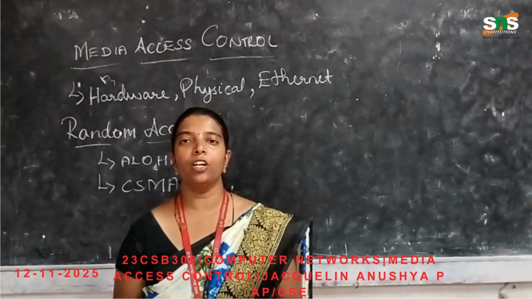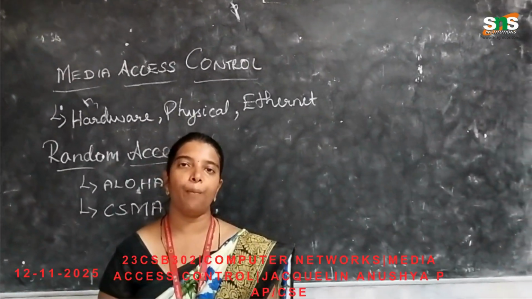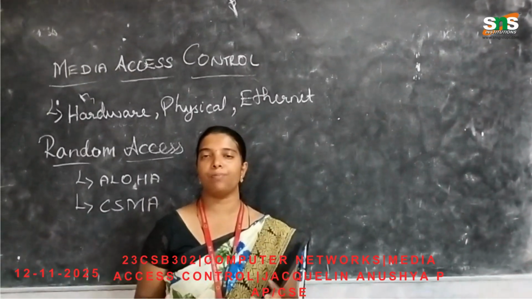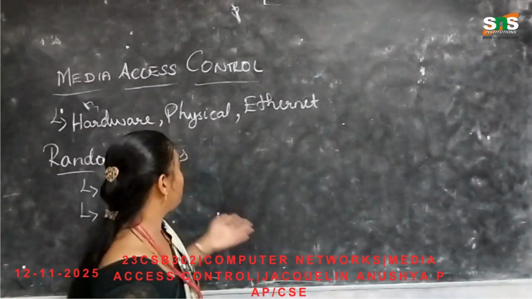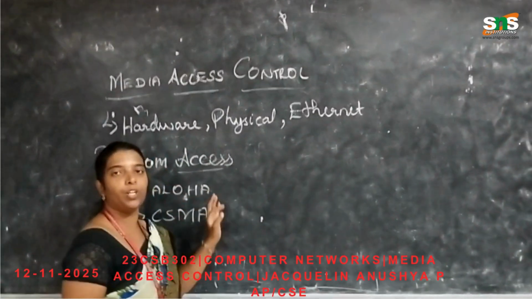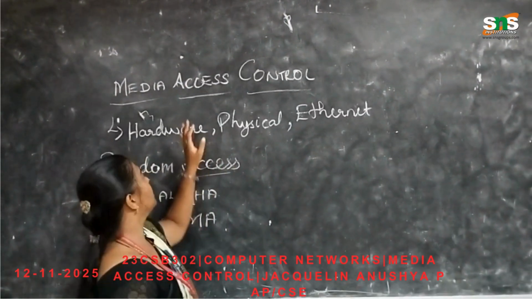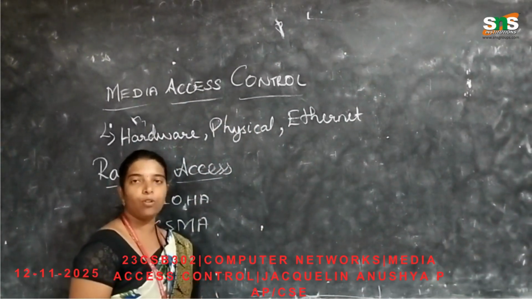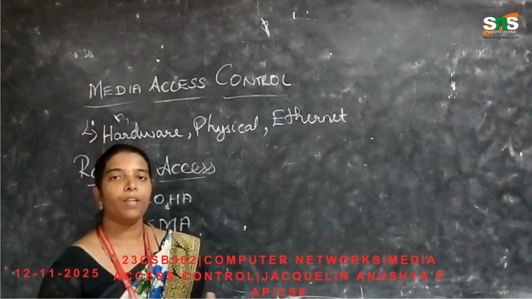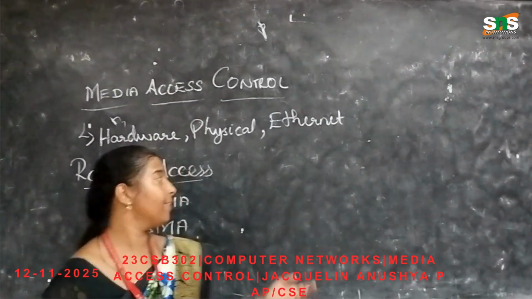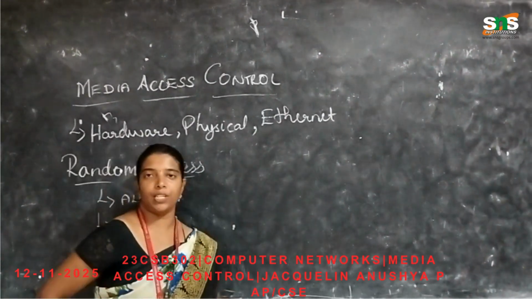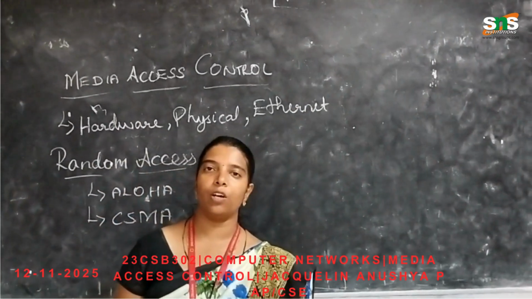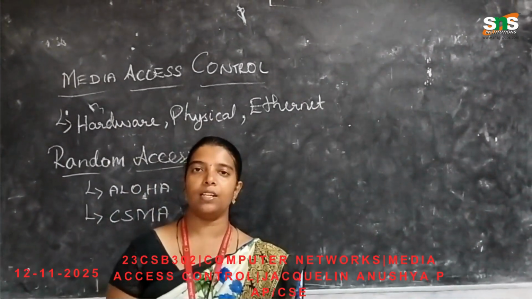Okay, so in your last class we saw about flow control, which is how data is transferred from one end to another end. In this class we are going to see about the media access control, which also has the names hardware address, physical address or Ethernet address.